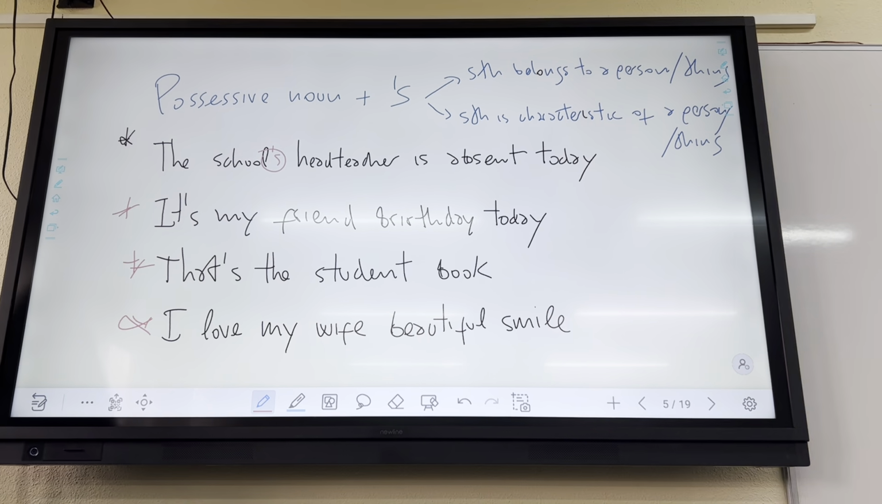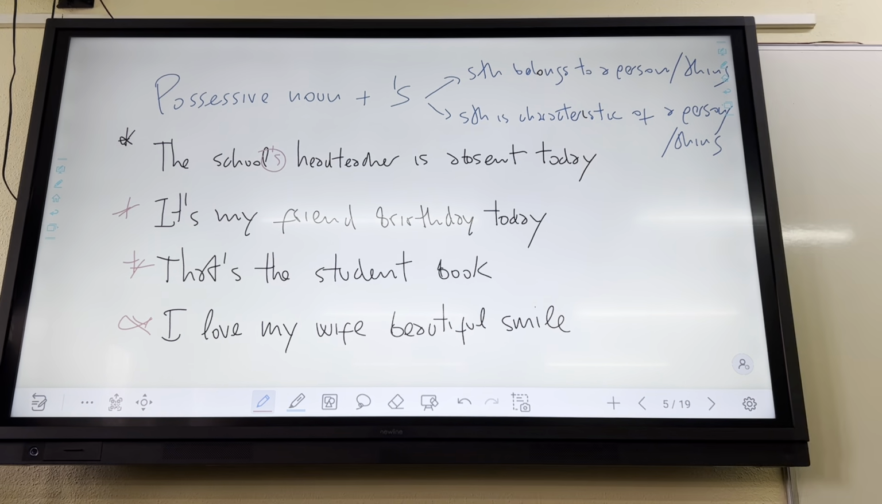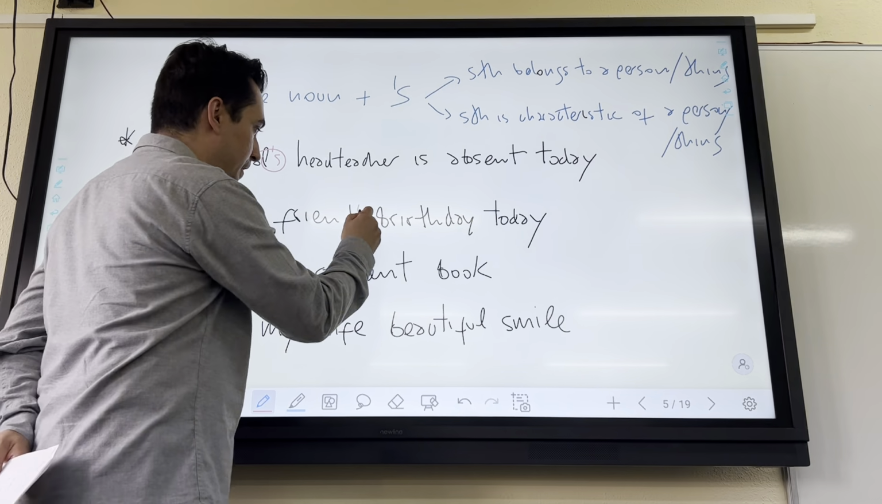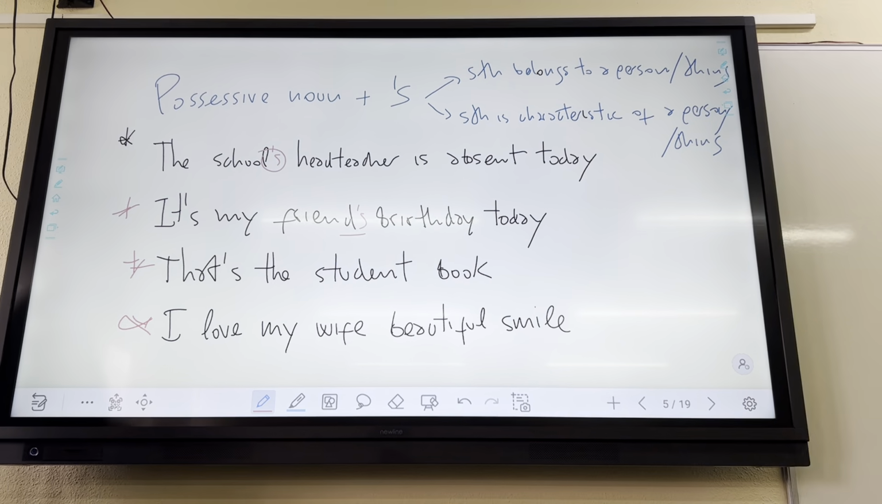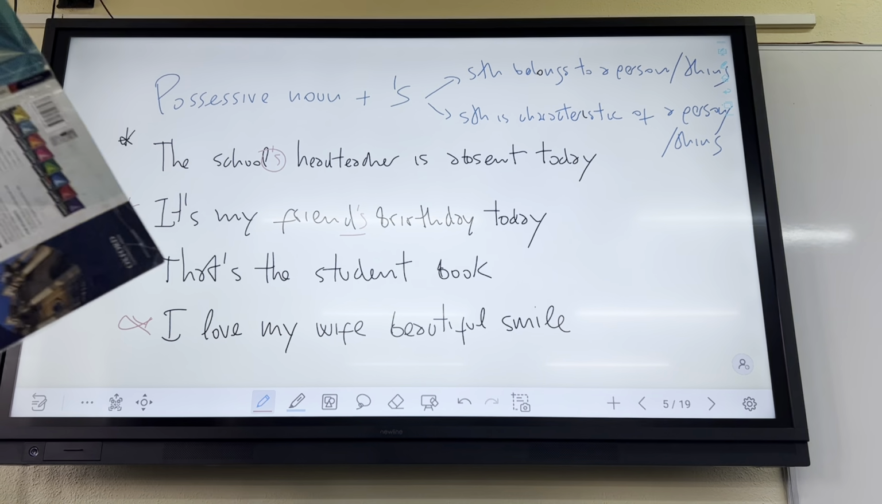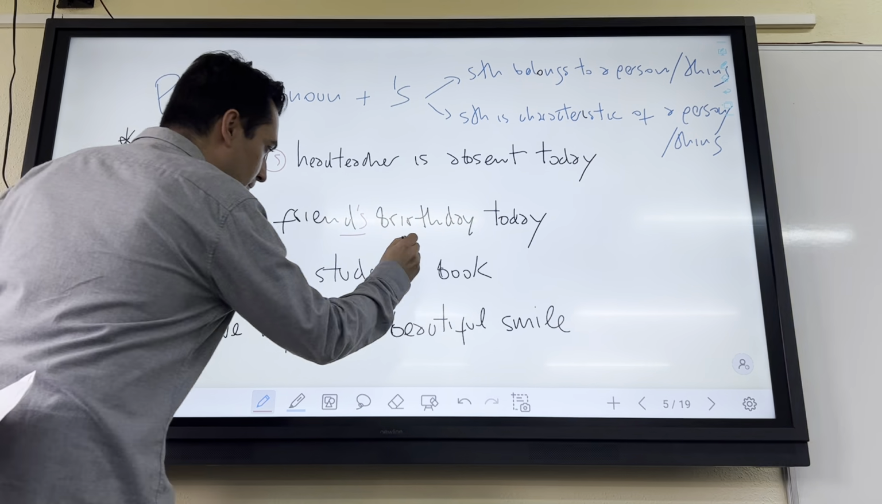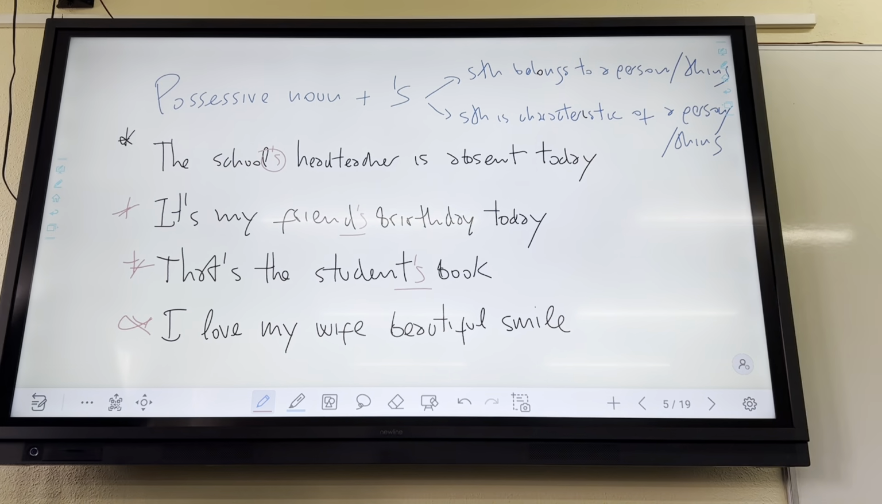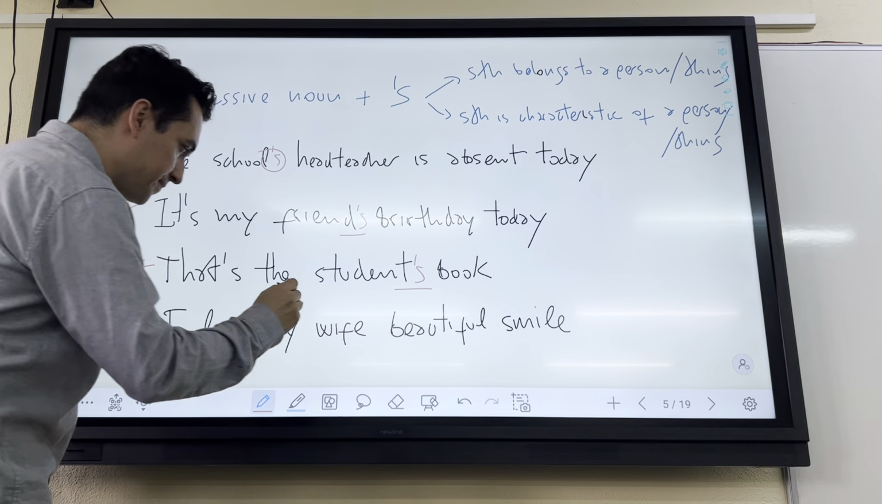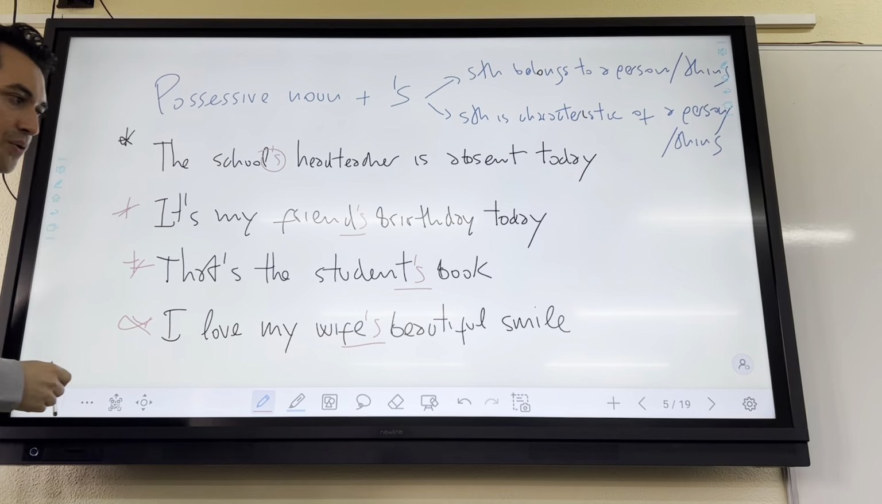Let's have a look at the second one. It's my friend's birthday today. My friend's birthday. We need possession here, right? Number 3. This is the student book. Student's book. I love my wife's beautiful smile.